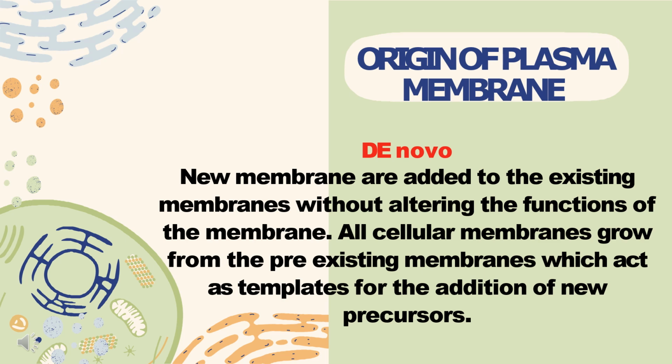Since membranes are composed of complex lipids and proteins in a specific arrangement, using existing membranes as templates allows the correct insertion and orientation of new components. This method maintains functional consistency during processes like cell growth, division, or organelle formation. In short, membrane expansion is not random, it's a highly regulated, template-driven process to ensure structural integrity and cellular function.